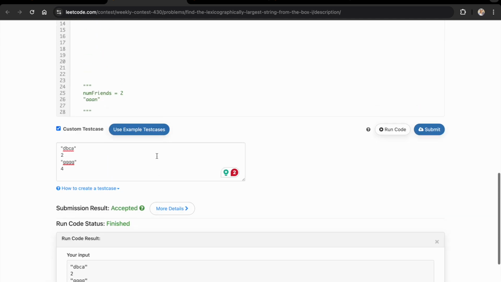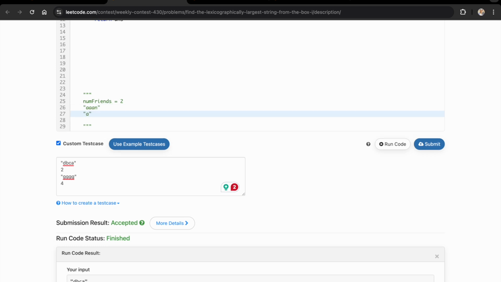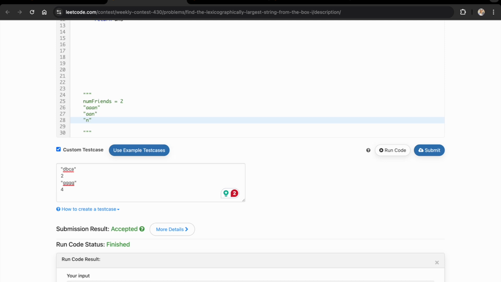Okay, so that is one edge case. And another is, let's suppose we are having num friends as 2, and we are having a case as triple n. Now if you look into the length, like 4 minus 2 plus 1, which is 3. That 3 is a fixed one. So you might return aan, because it is a 3, but the answer for this is n, because n is larger than aan.